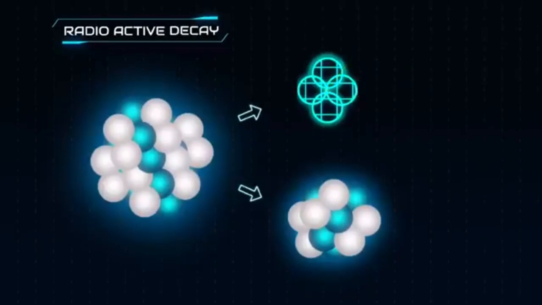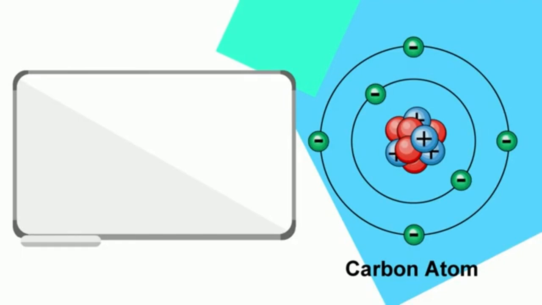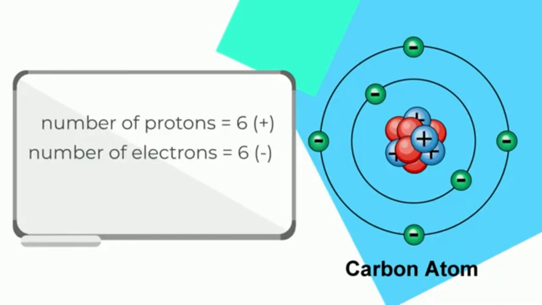In a neutral atom, the number of protons equals the number of electrons. The positive charge of protons balances the negative charge of electrons. That is why most atoms are electrically neutral. If an atom gains or loses electrons, it becomes an ion.